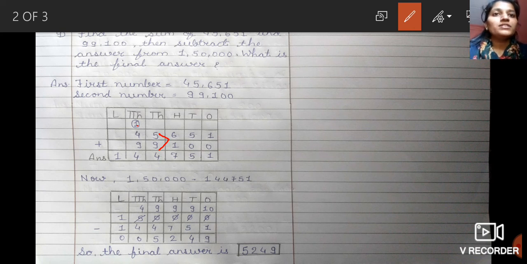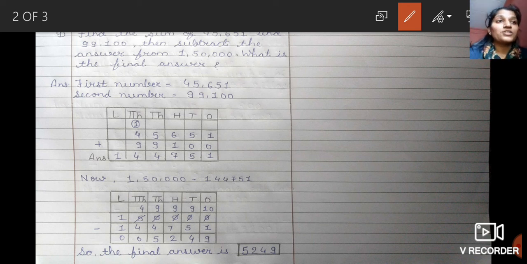So this is our first answer, that is 1,44,751. Can you see the words here, then subtract the answer from 1,50,000. So we are going to subtract this answer from 1,50,000.